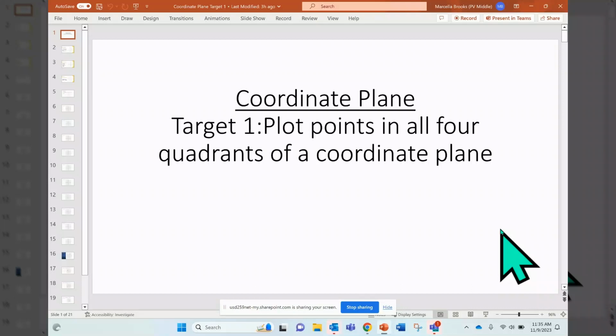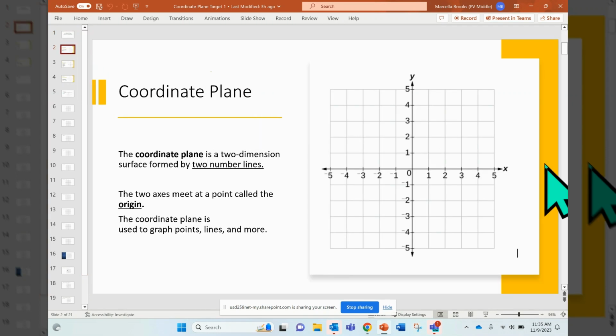Right, so this used to be a 6th grade target, but it's not anymore. They just expect you to know this. So I'm going to go through the coordinate plane. We're going to plot points in all 4 quadrants of a coordinate plane. So first, a little vocab.